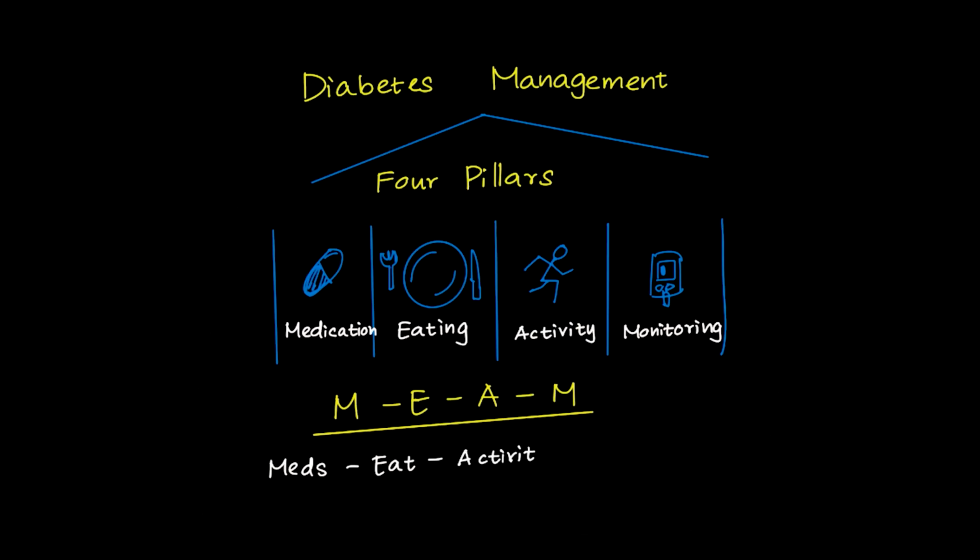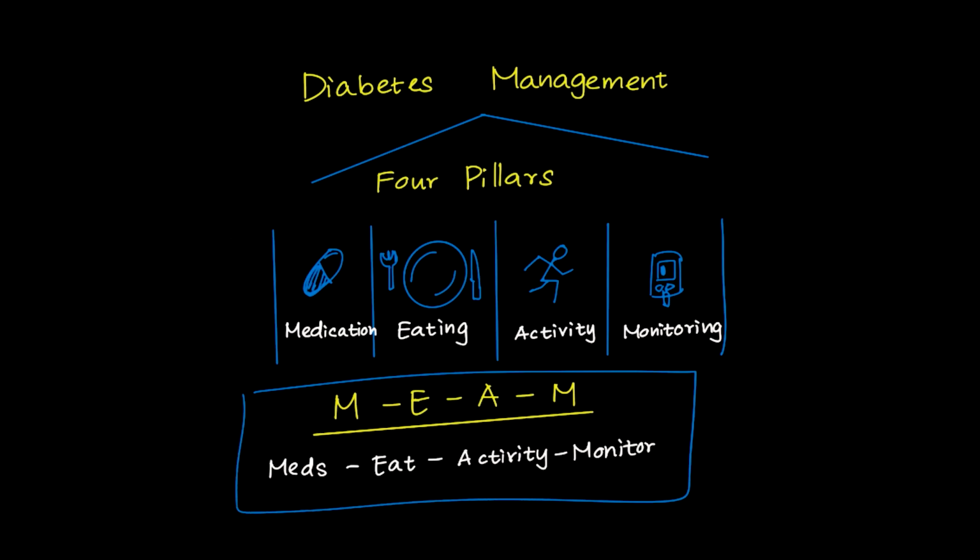Here's a D440 OA exam tip for you. When the question asks about overall diabetes control, scan for all 4 actions in one option. Quick recall hook, MEAM. Meds, eat, activity, monitor.